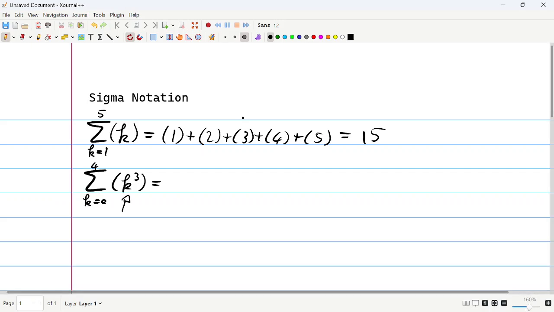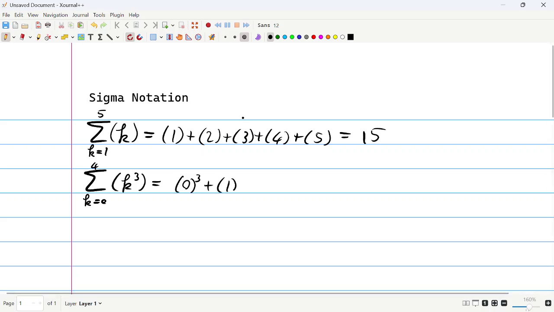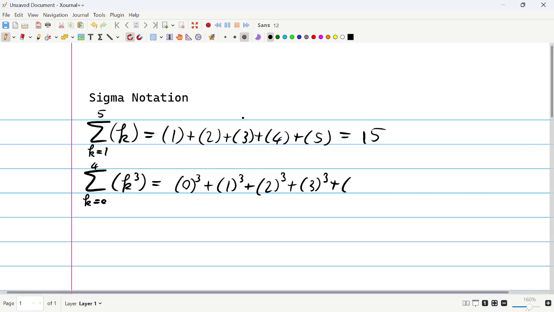Wherever I see k, I'm going to replace it with the values from the limits of the summation. So therefore we start at 0. k is equal to 0 cubed. Plus, what's next? 1 cubed. Plus, what is next? 2 cubed. All the way to 4. So plus 3 cubed plus our last one, which is 4 cubed. Which is just going to be equal to what? Jeez, this is a lot to even calculate.